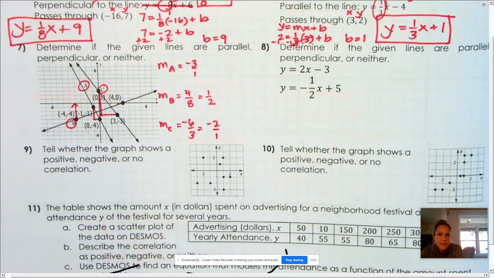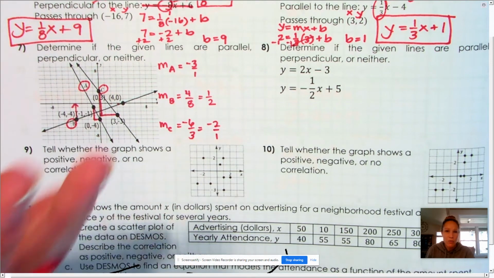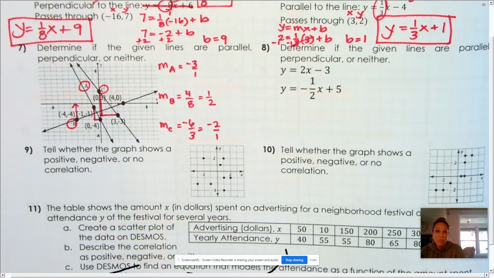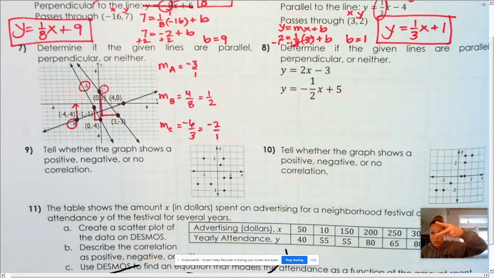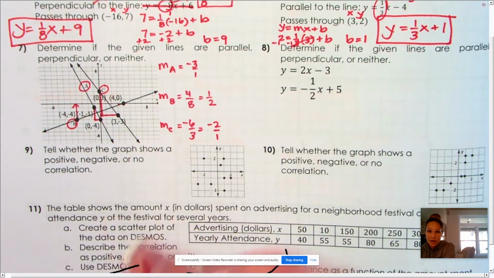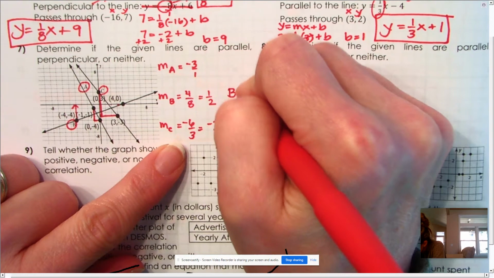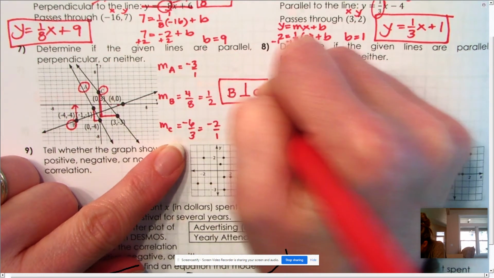Okay, so do we see any that are parallel? Parallel would be exactly the same. I don't have any that are exactly the same. So there are no parallel lines. But if I'm looking for perpendicular lines, those are going to be the ones that are flipped over and one's positive and one's negative. Okay, so I would say that those two are perpendicular. So B is perpendicular to C.